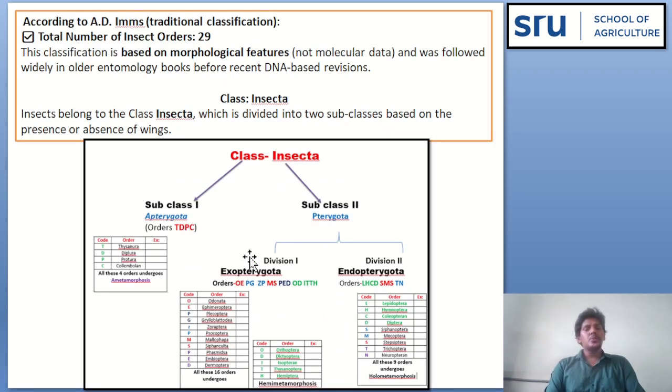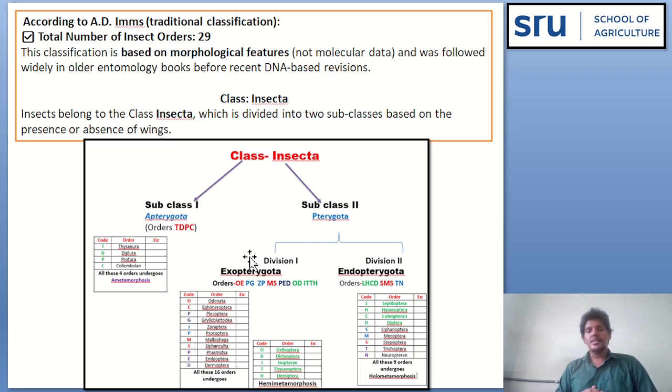According to traditional classification, the total number of insect orders is 29. This classification is based on morphological features. It is not based on DNA-based study or molecular data. So there are 29 orders in total.